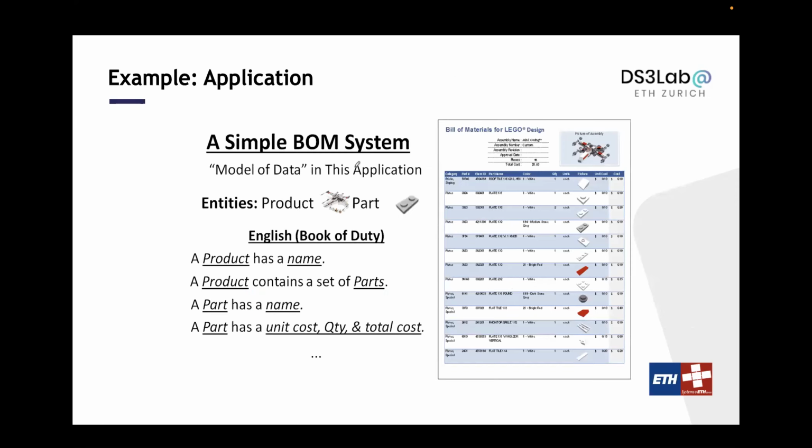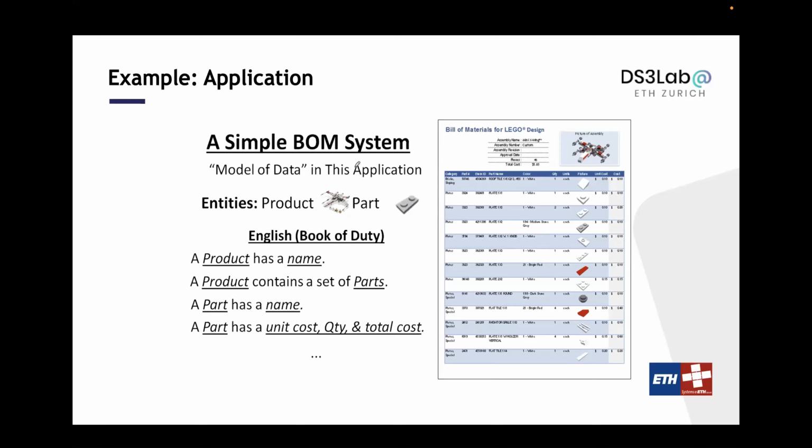So just take this very simple example. If you want to build this bill of material management system, we can all describe in English what are the things we want to encode in this application. We have a whole bunch of products. Each product has a name. Each product contains a set of parts. A part has a name, a part has a unit cost, for example. So we can all describe what we want to have in this application.